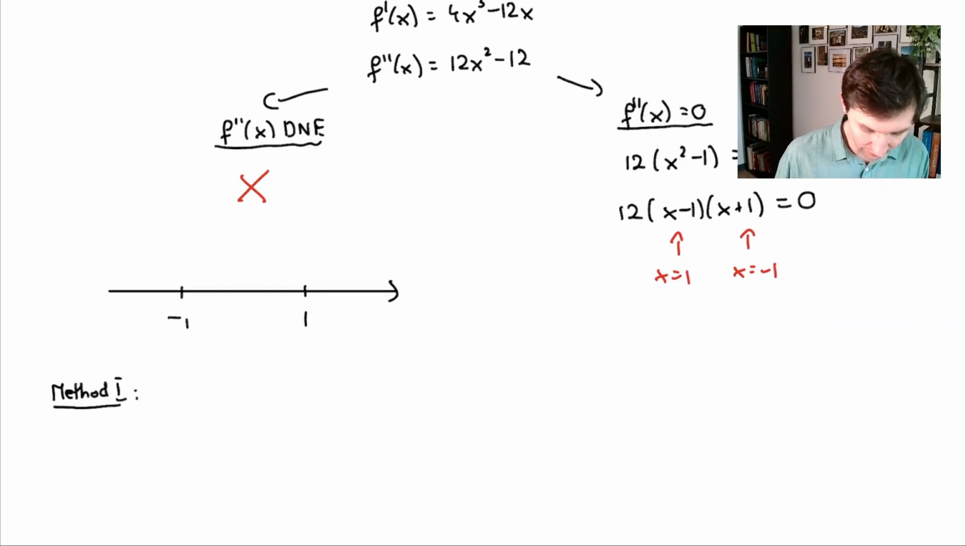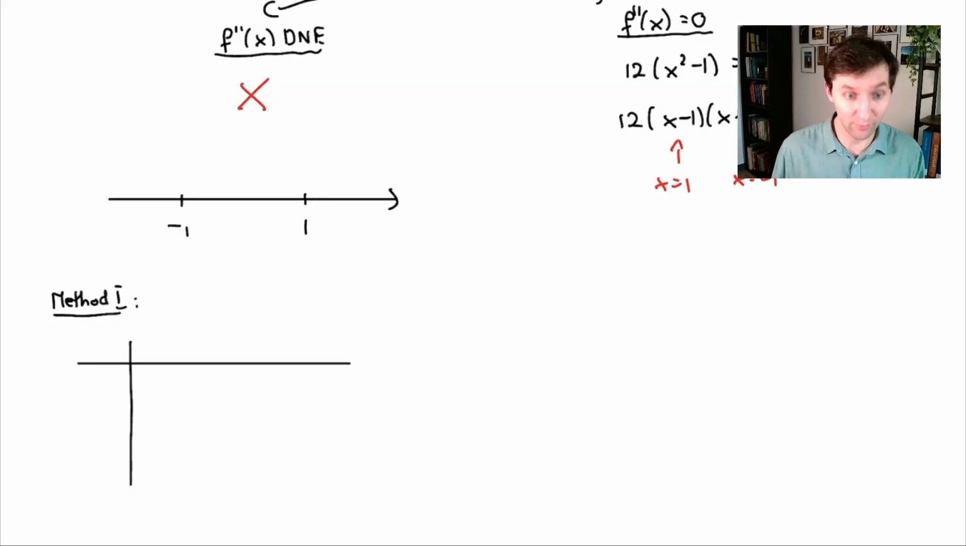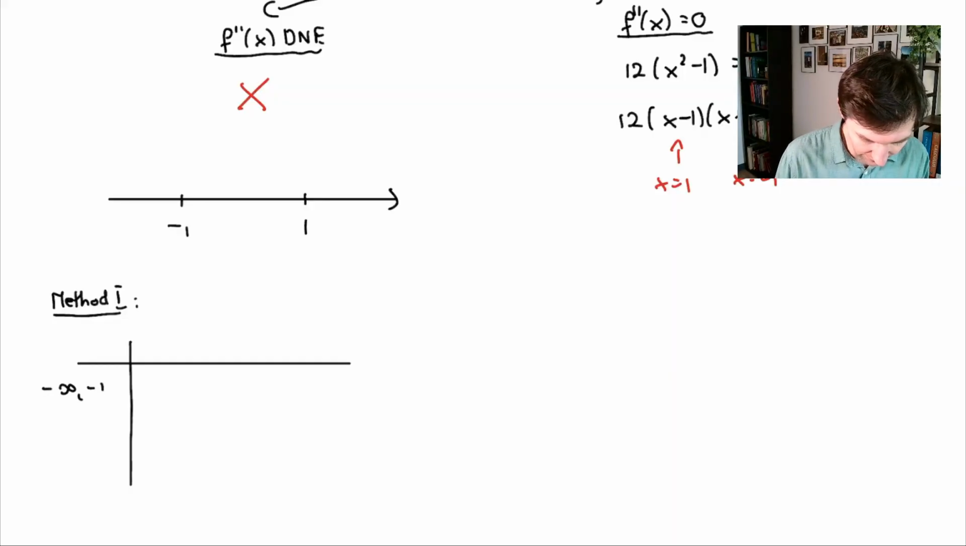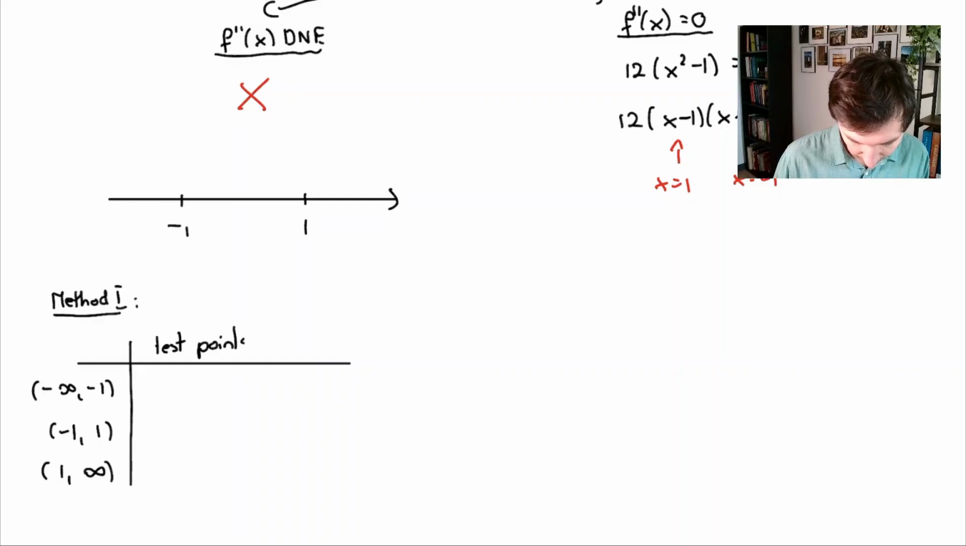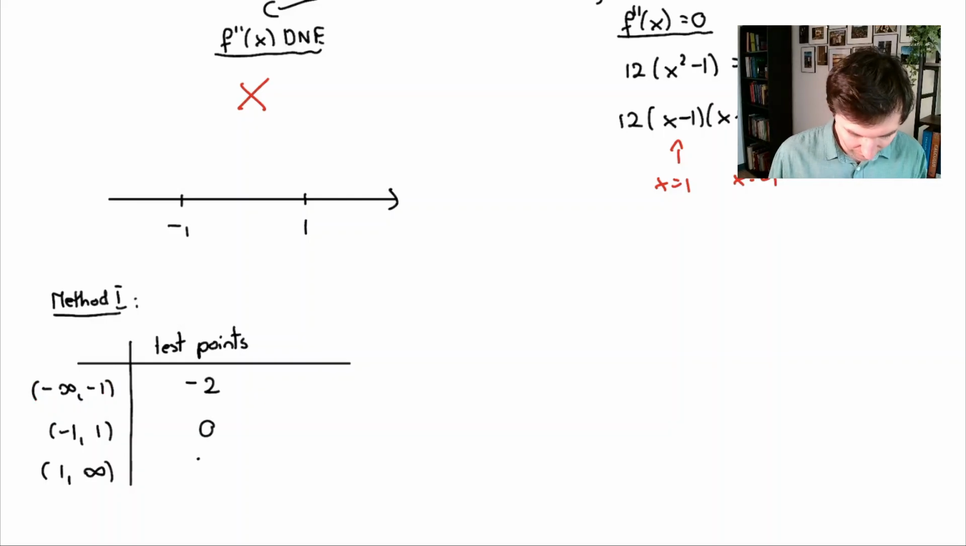Method 1 says, create a table. In the first column, you will have the intervals. The intervals created by those points are negative infinity to negative 1, the interval from negative 1 to 1, and the interval from 1 to infinity. In the second column, you will create test points. The test points are points from each of the intervals. Any point in the first interval could serve as a test point for that interval. For example, negative 2 is there. In the second interval, 0 is there. In the last interval, 2 is there.